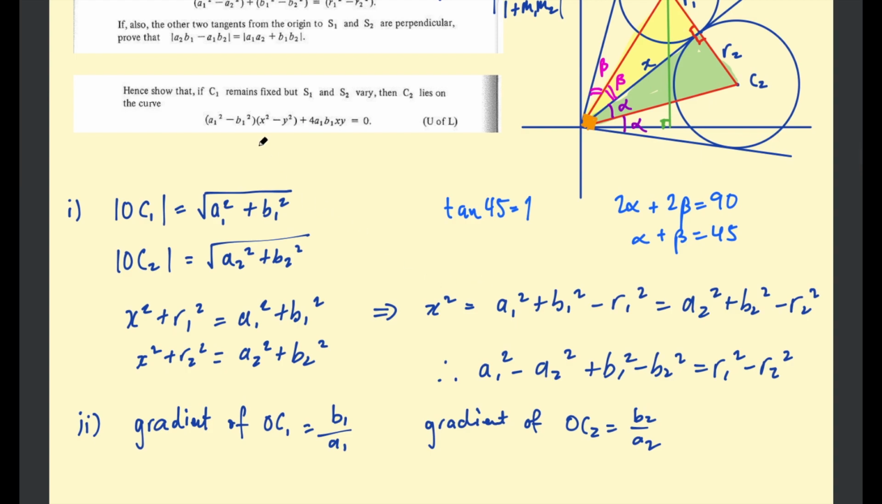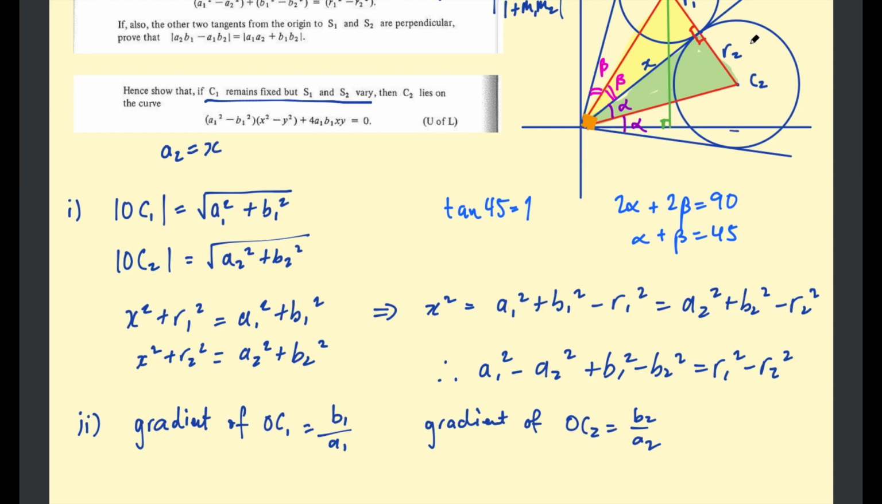The third part shows, hence show that if C1 remains fixed but S1 and S2 vary, then C2 lies on the curve A1 squared take B1 squared times X squared take Y squared equals 4 A1 B1 XY equals 0. Okay, what does this mean when it says if C1 remains fixed but S1 and S2 vary? All this really means is that we're leaving A1 and B1 as, you know, that center is fixed, but A2 becomes X, that's now a variable.